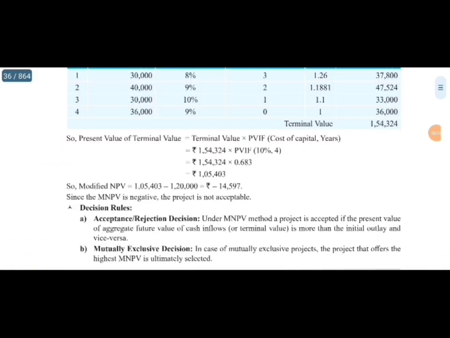We have completed the first concept, that is estimation of project cash flows using non-discounted and discounted cash flow methods. Let's see the other concept in the next videos.